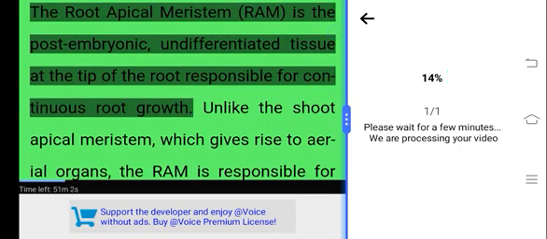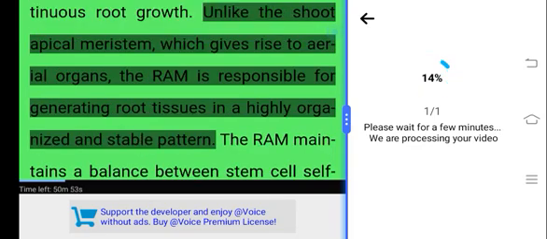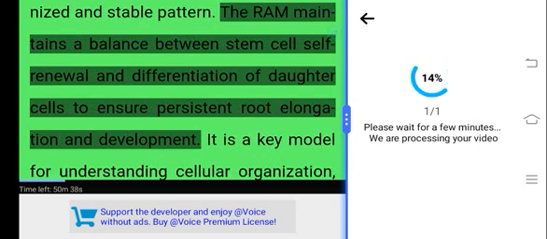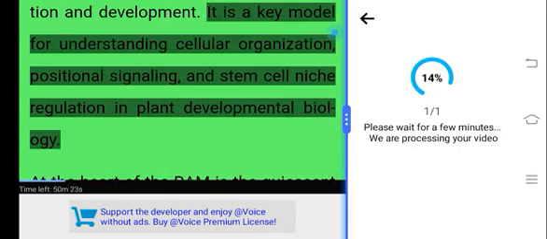The root apical meristem (RAM) is a post-embryonic, undifferentiated tissue at the tip of the root responsible for continuous root growth. Unlike the shoot apical meristem, which gives rise to aerial organs, the RAM is responsible for generating root tissues in a highly organized and stable pattern. The RAM maintains a balance between stem cell self-renewal and differentiation of daughter cells to ensure persistent root elongation and development. It is a key model for understanding cellular organization, positional signaling, and stem cell niche regulation in plant developmental biology.